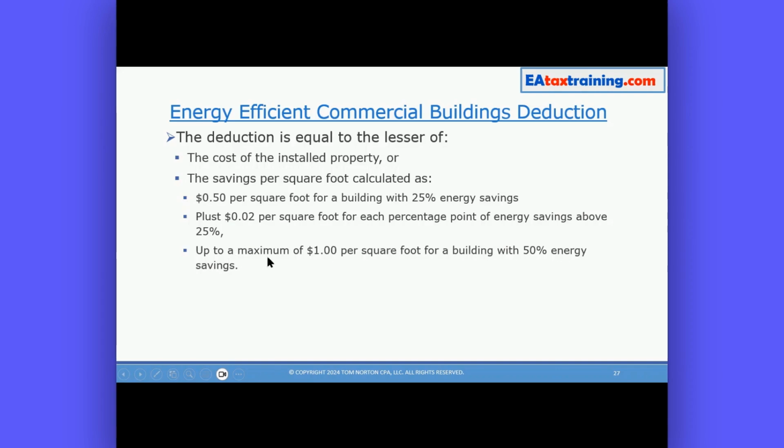Maybe you want to remember that the maximum is $1 per square foot for a building with 50% energy savings. You might remember that it is that maximum of $1, but you don't need to know exactly how to do the calculation. So it's the lesser of the cost of the installed property or the savings per square foot up to that maximum of $1 per square foot.